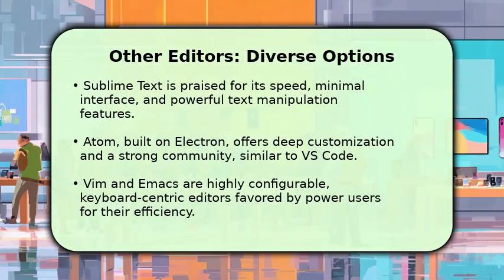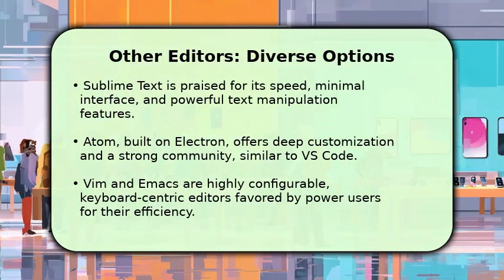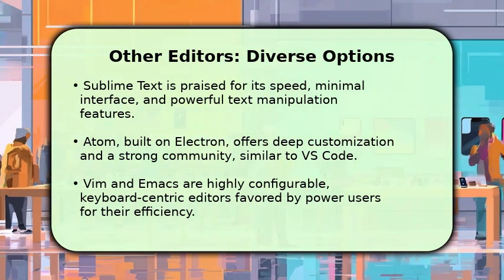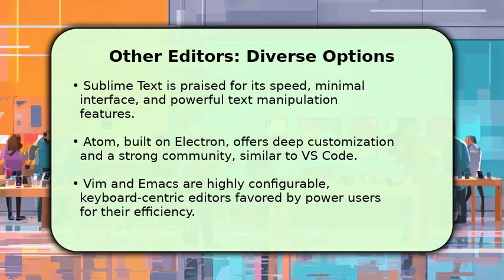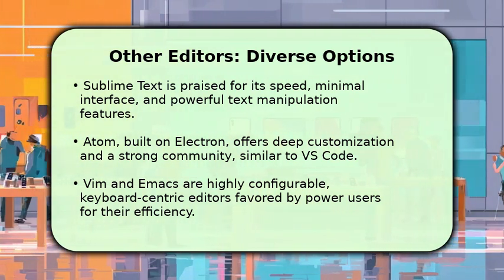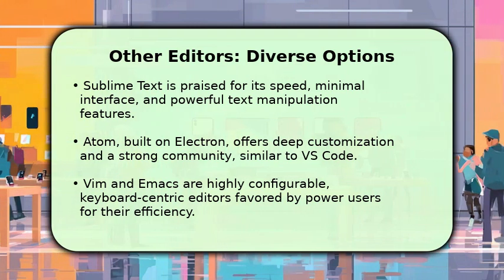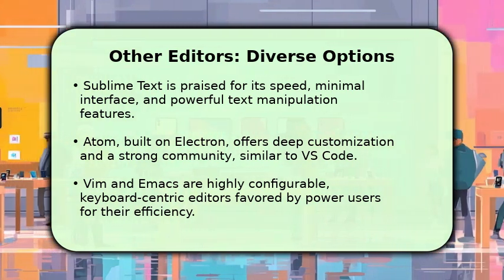While VS Code is popular, many other excellent editors cater to different needs. Sublime Text, for instance, is renowned for its incredible speed and minimalist design, perfect for quick edits. Atom, also built on Electron, provides deep customization and a vibrant community.